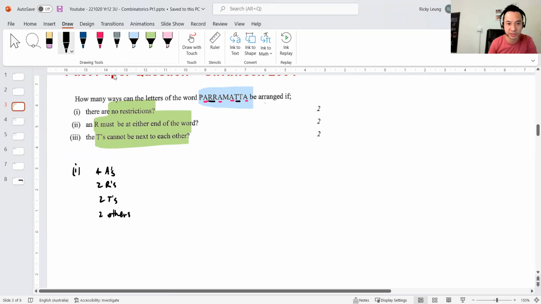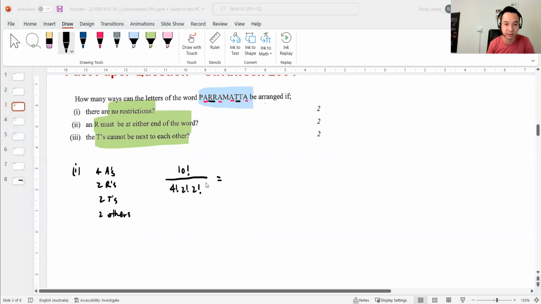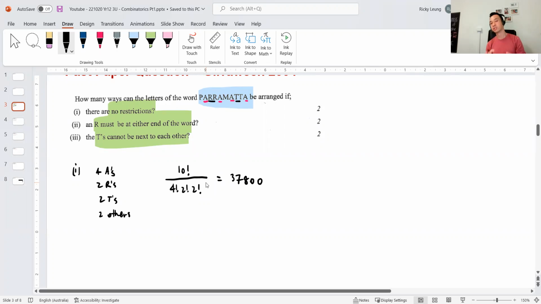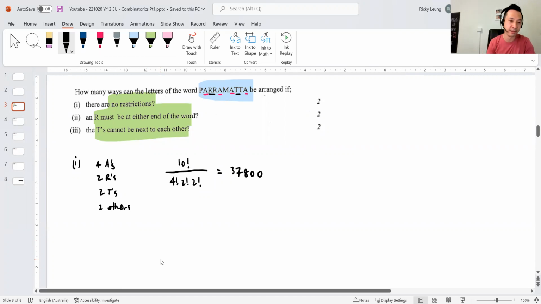So in this case, no restrictions would be quite simply, there are 10 letters all up. So 10 factorial, and then we deal with the repeats: divide by 4 factorial, 2 factorial, 2 factorial. And once you punch it in the calculator, hopefully the answer is 37800. So let's go through that with a bit of pace, because I don't think that's particularly hard or controversial. Let's go on. Part 2, the letter R has to be at either end.